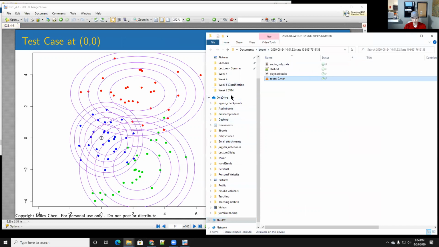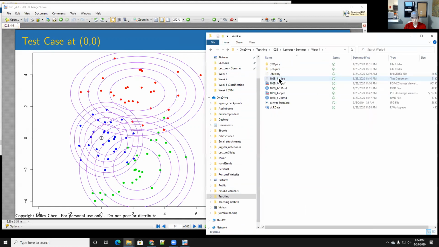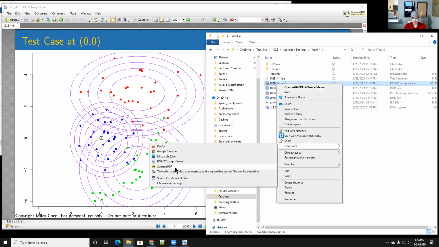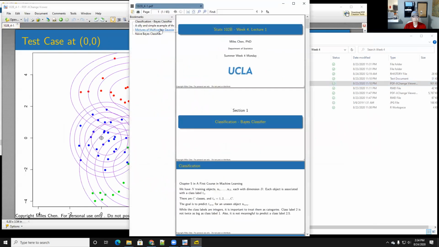If I can open the same thing with just a different PDF viewer?